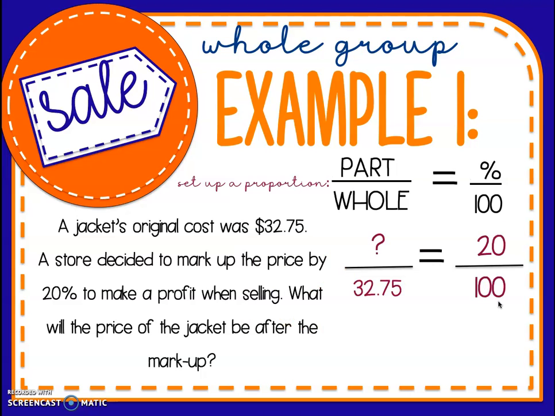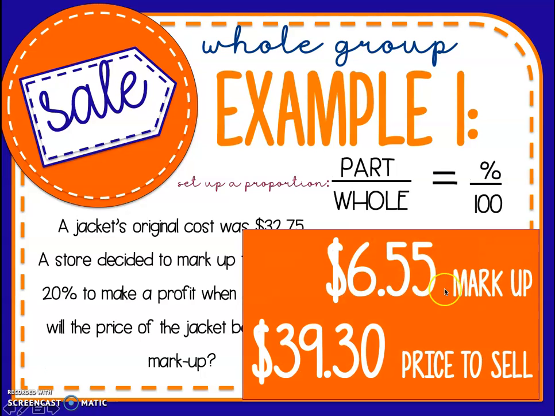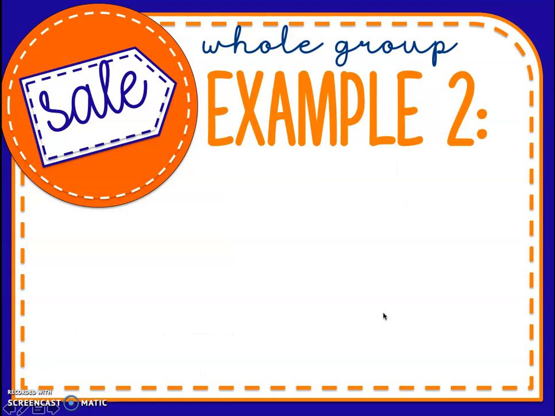When we cross multiply $32.75 times 20 and divide out our 100, we get that the markup is going to be $6.55. If they're marking it up 20%, it's going to be $6.55. We get the price to sell, or the price after the markup, by taking $32.75 and adding $6.55, and we get $39.30. Okay, let's look at another example.